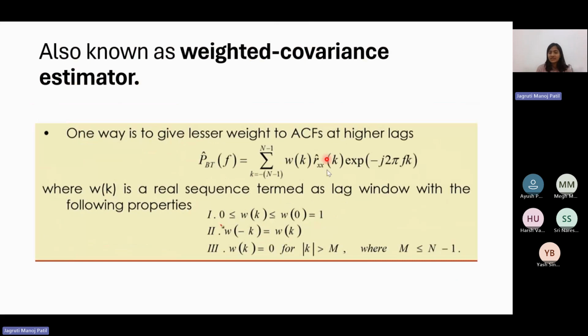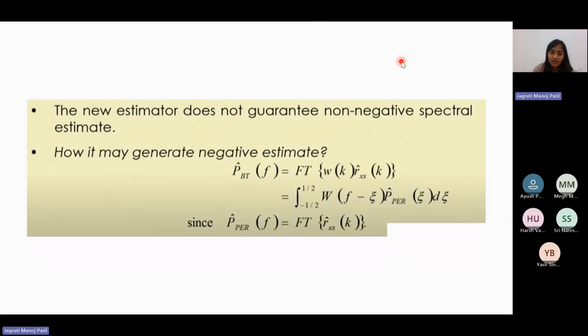Why covariance? Because the autocorrelation function has a weighting function, and if you recall what we had initially, take the Fourier transform and split it into two terms, it's essentially the covariance. The new estimator does not guarantee that we get a non-negative spectral estimate. So how does it generate this negative estimate? Let's see. We had the Fourier transform of the weighted function as well as the autocorrelation function, and then we take the convolution of it.